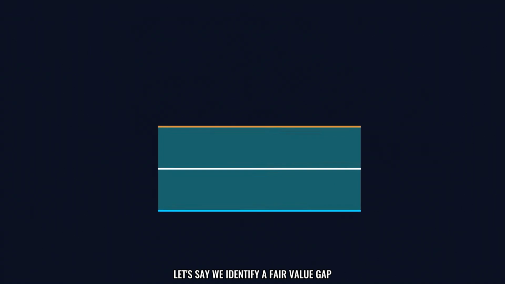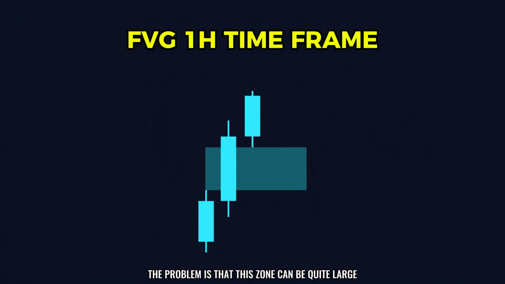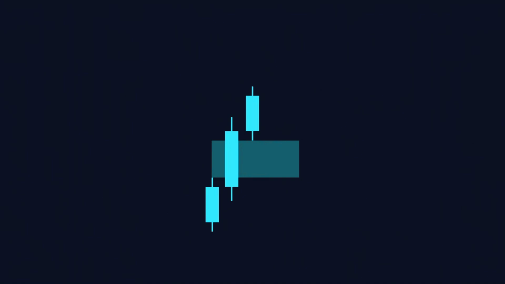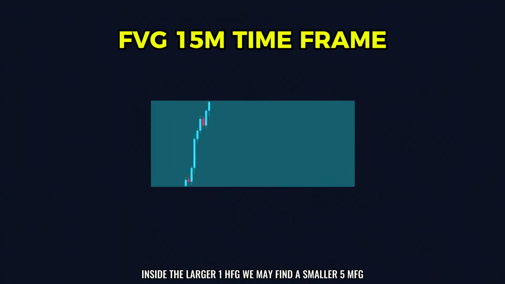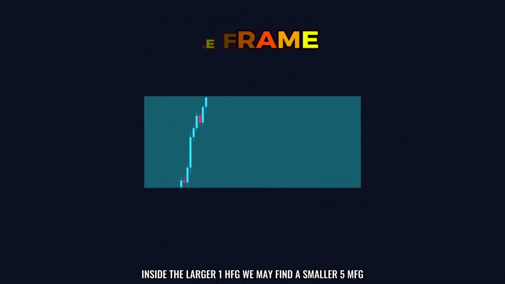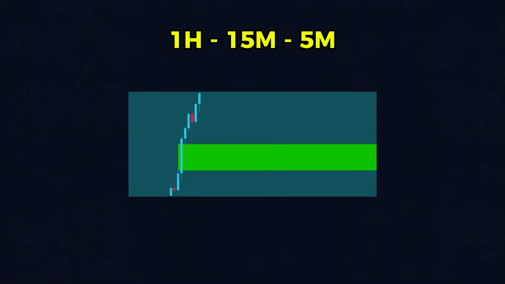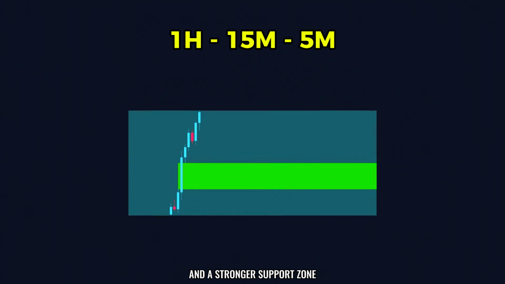Let's say we identify a fair value gap, FVG, on the 1-hour time frame. The problem is that this zone can be quite large, making entries less precise. To improve accuracy, we can move down to a lower time frame, such as the 5-minute chart. Inside the larger 1H FVG, we may find a smaller 5M FVG that formed during the impulsive move. This creates confluence between the 1H and 5M FVGs, giving us a more refined entry area and a stronger support zone for potential long positions.